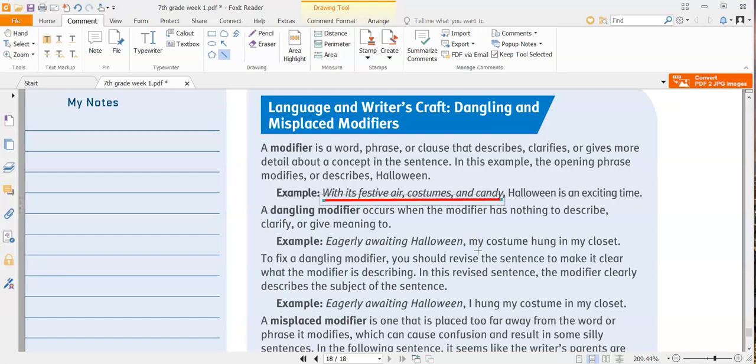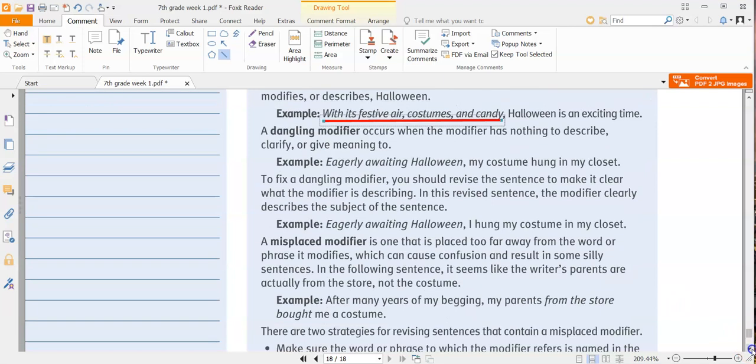So to fix a dangling modifier, you have to revise the sentence to make it so that the modifier is describing what it is that it's describing. In this sentence, the modifier is talking about the subject of the sentence. So you would say, eagerly awaiting Halloween, I hung my costume in the closet, okay? That way, it shows that eagerly awaiting Halloween describes I.